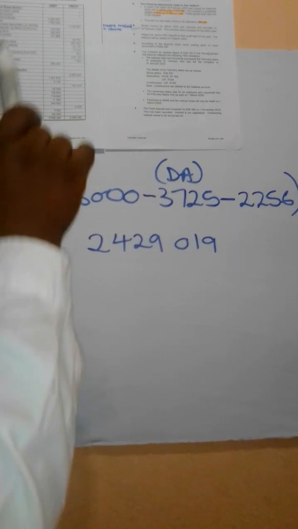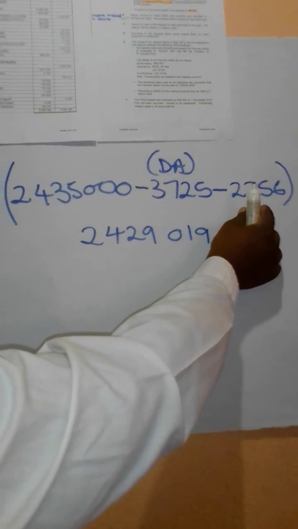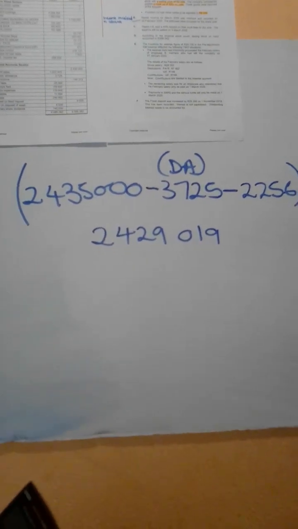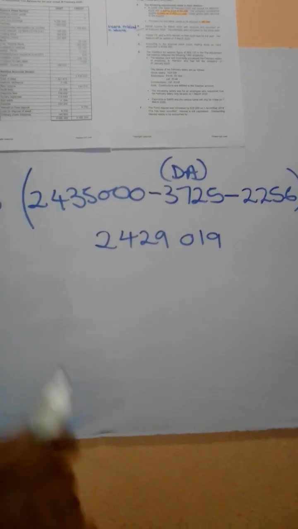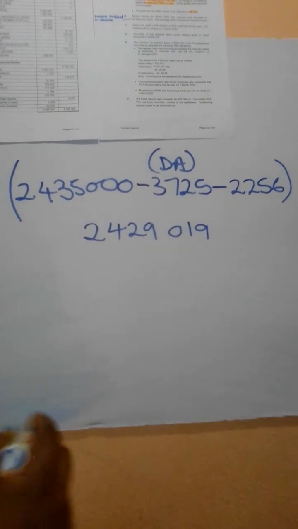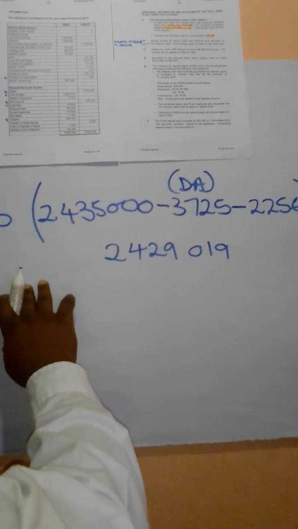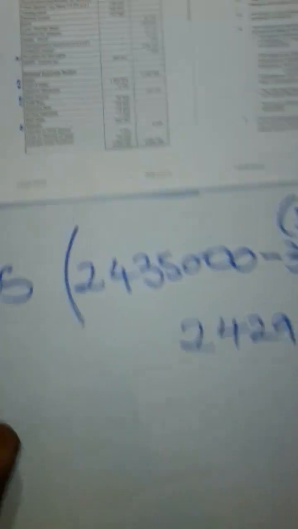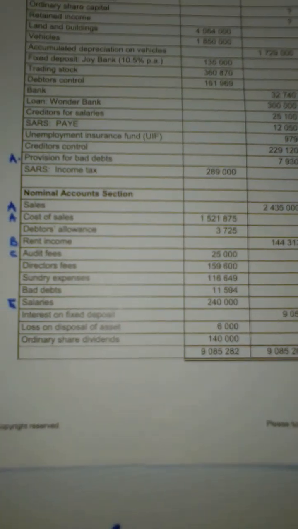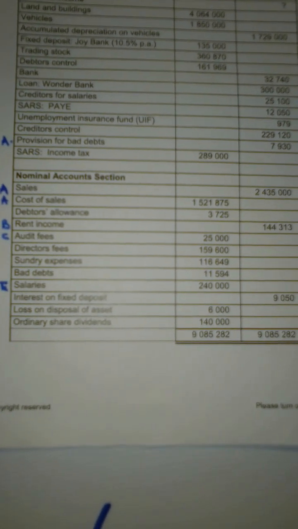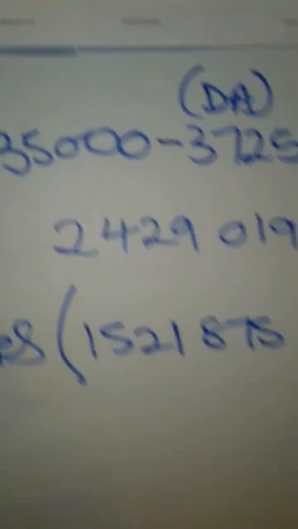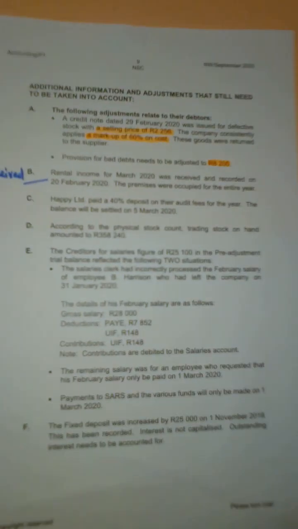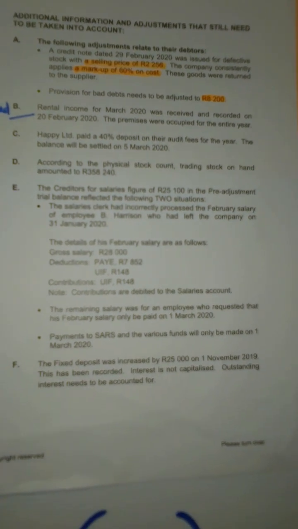But we must note that because some stock has been returned, it is also going to affect our cost of sales. So we also have to adjust for our cost of sales before we can actually go on to calculating the gross profit. So let's move on to the cost of sales and see the amount that is given for cost of sales. Cost of sales, they are given at 1,521,875.